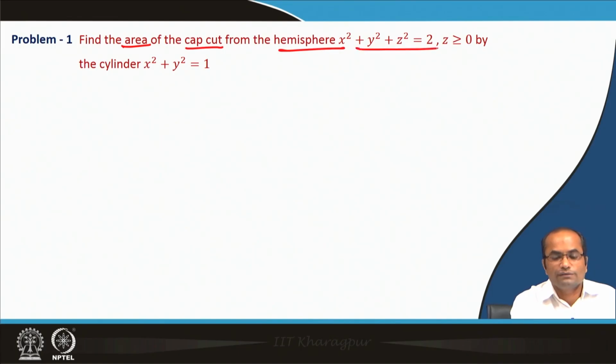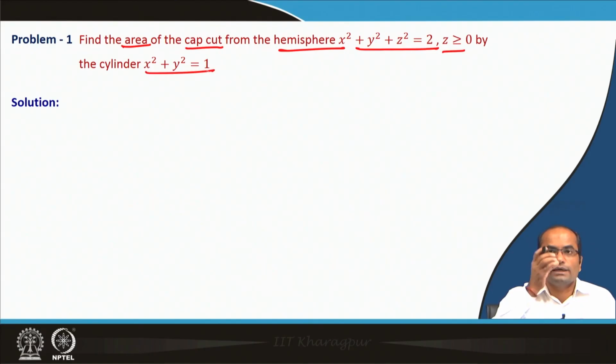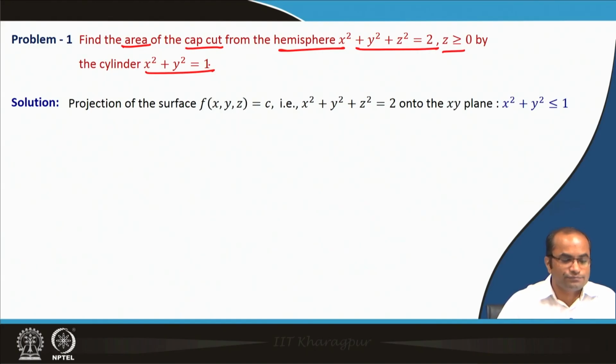So, we are talking about the hemisphere x square plus y square plus z square equal to 2, and since it is a hemisphere we are taking z on the positive axis. This hemisphere is cut by a cylinder of radius 1. We are interested in the surface area cut by the cylinder x square plus y square is equal to 1. The axis of the cylinder is exactly the z axis. So, the cylinder will cut some portion of this hemisphere, and we want to find the area of that portion. Many such examples we can get with the help of the integrals which we have developed.